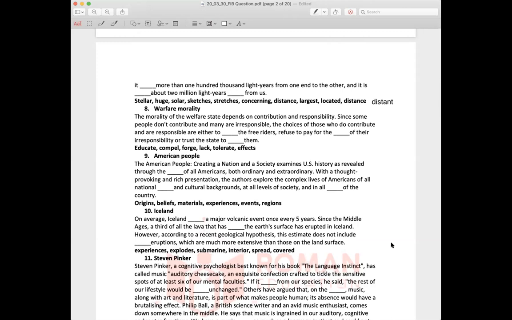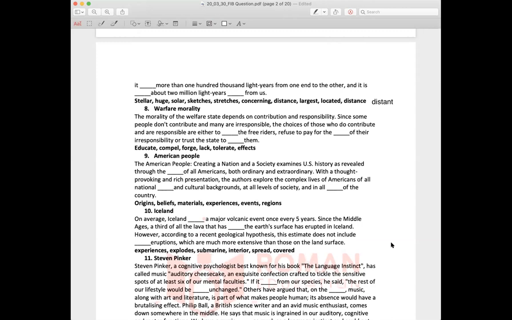Through the experiences, because the experiences can be ordinary experiences, extraordinary experiences. So what they're saying is they're trying to show something through the experiences of all Americans. Then after that, with a thought-provoking and rich presentation, the authors explore the complex lives of Americans of all national something and cultural backgrounds.